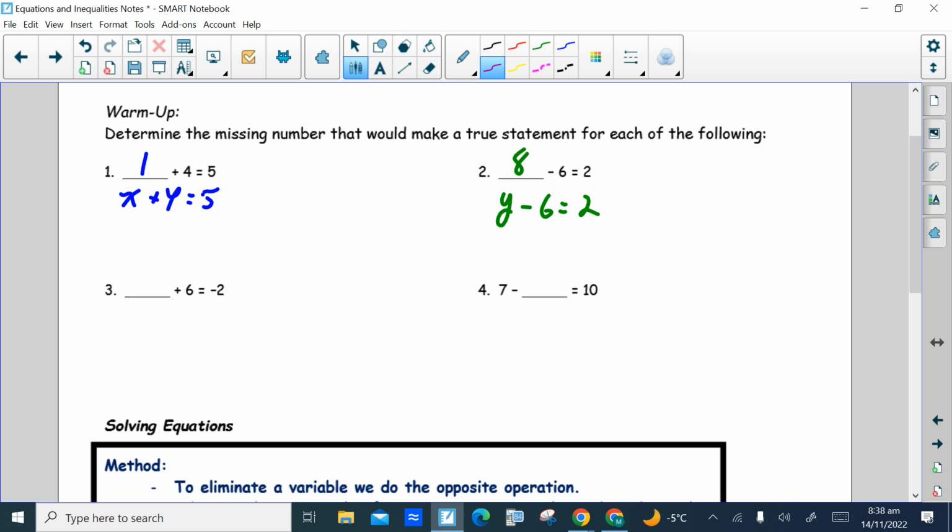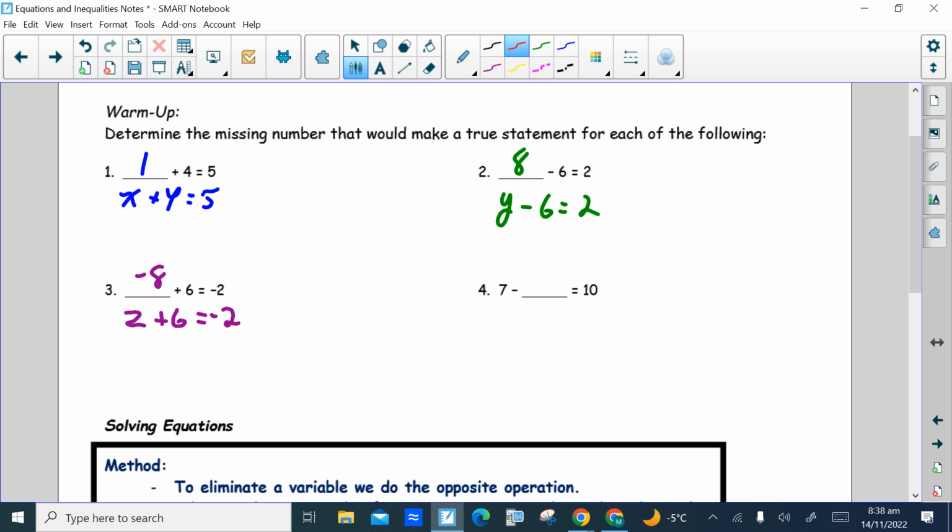The next one, what number plus 6 equals negative 2? So requires a little bit more thought. The answer to that would be negative 8. Negative 8 plus 6 does equal negative 2. As an equation, it might look something like z plus 6 equals negative 2. And the point would be to find the value of z that would make that correct.